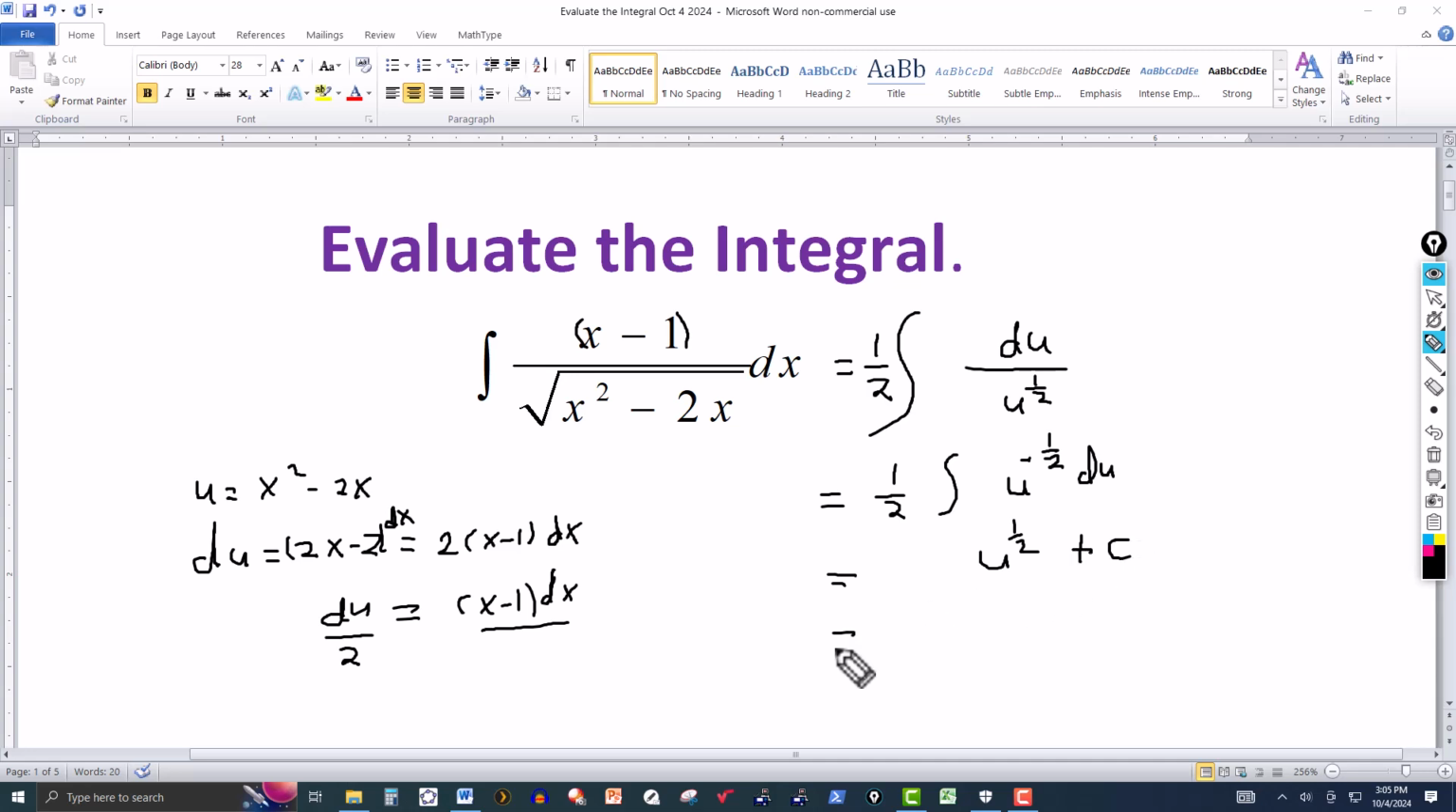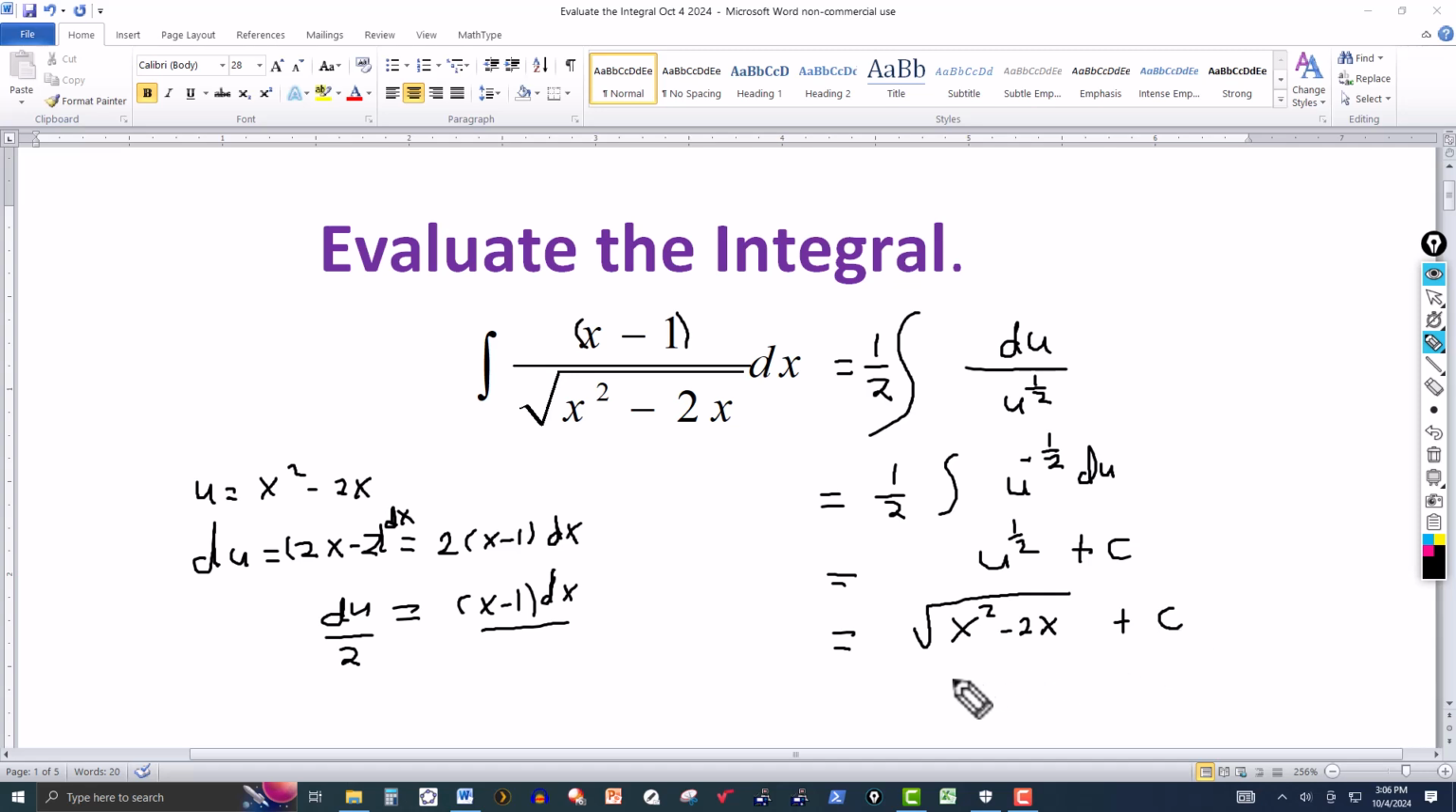And then finally, once you've completed the integration, go back to the original variable. You're going to give the answer in terms of whatever the original variable was. In this case, it's x. So u is equal to x squared minus 2x. And I could write that as x squared minus 2x to the 1/2, but since the original was given with a radical expression, I'll write it this way, plus the constant of integration.